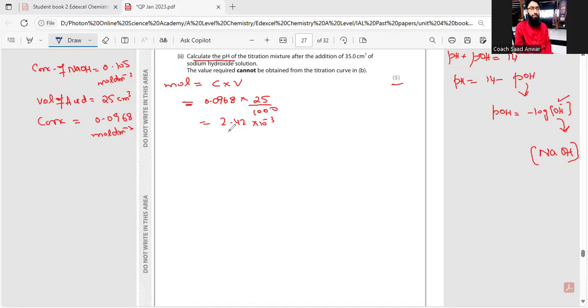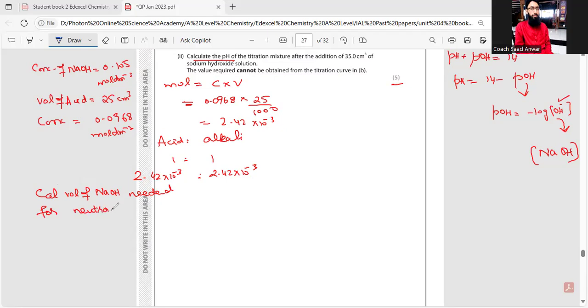This is the moles. So remember this alkali and acid. Acid versus alkali, their moles are the same, like 1:1 or whatever, their moles are the same. So if acid is 2.42 times 10 to the power minus 3, I can say alkali moles is this as well. So I have the moles of alkali. Now I can find the volume of sodium hydroxide needed for neutralization. Calculate volume of sodium hydroxide needed for neutralization.